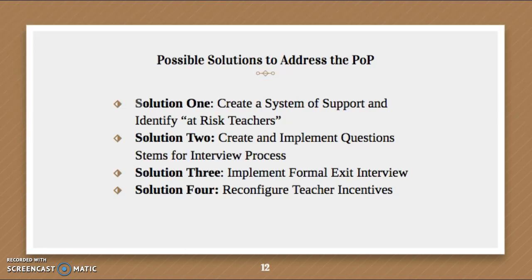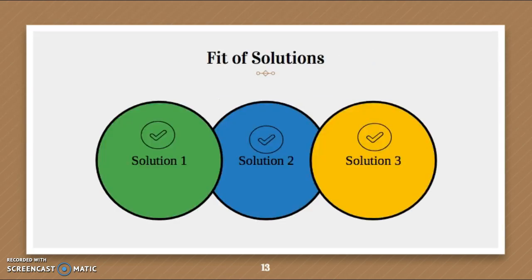These possible solutions were creating a system of support and identifying at-risk teachers, creating and implementing question stems to be used during the candidate interview process, implementing a formal exit interview with superintendent, director, associate principals, or human resources, and 4, reconfiguring teacher incentives.